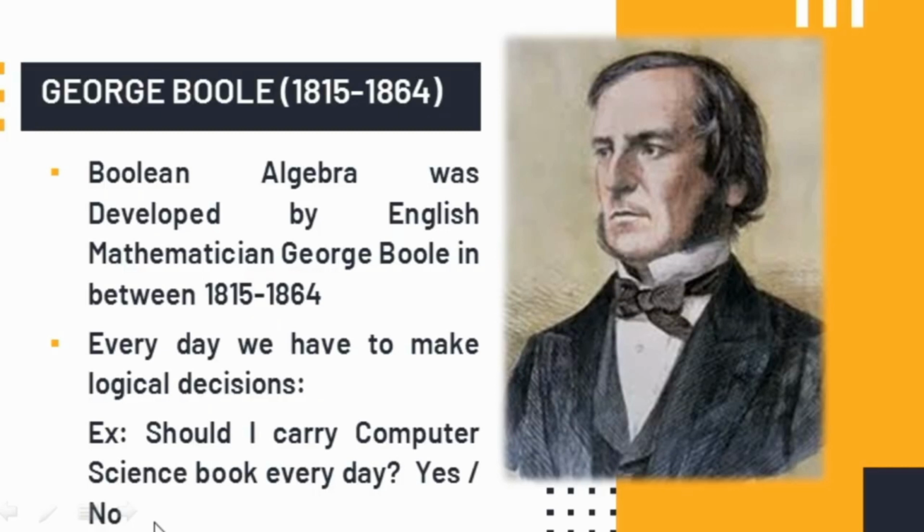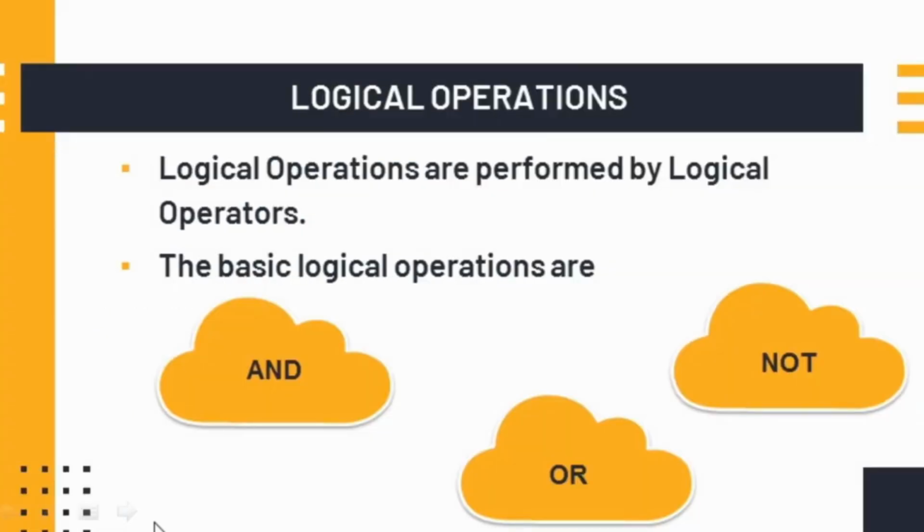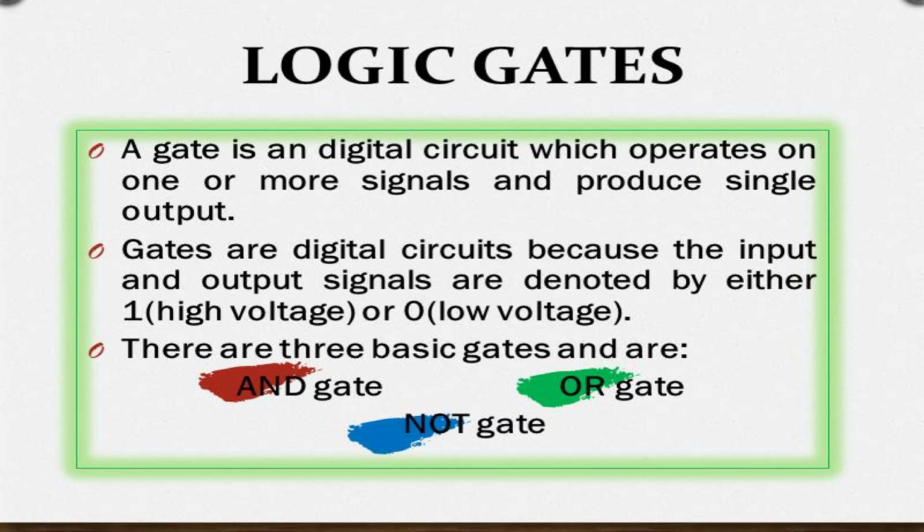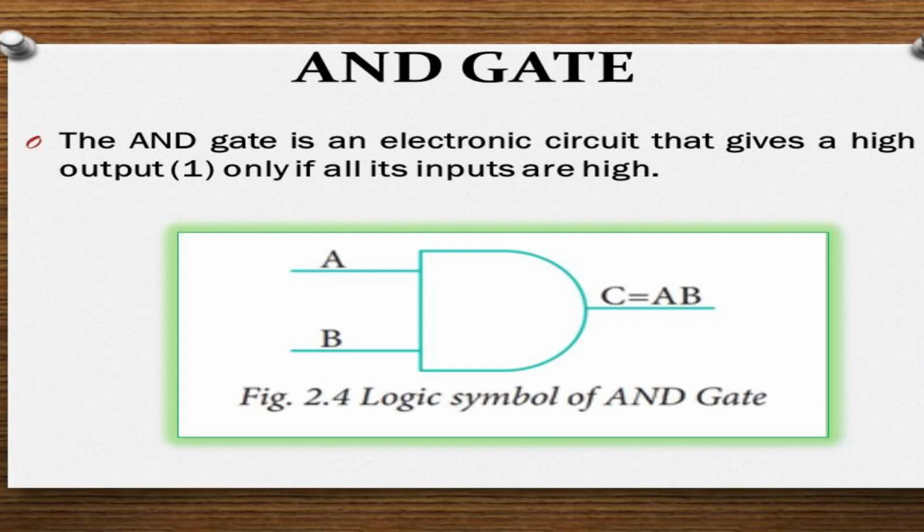These are the logical operations performed by logical operators. The logical operations are AND, OR, and NOT. These are the three basic operations performed by logical operators. Let us discuss one by one. This is the logic gate. A gate is a digital circuit which operates on one or more signals and produces a single output only. Basically it's a digital circuit, and the input and output signals are denoted by either 0 or 1.